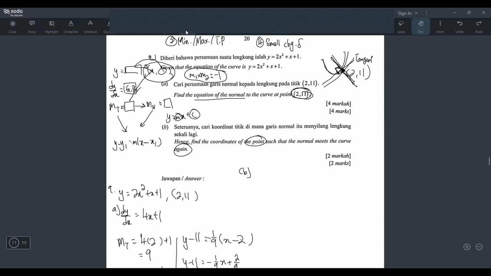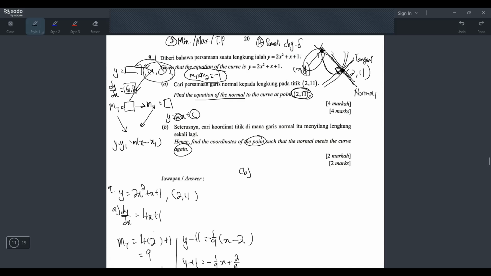It means if I extend this normal line, this line we call the normal line, if you extend this line, it will touch the curve again, right? So I think what they want you to find is the coordinate of this point, right? We don't know the point, so we call it (x, y). So find the coordinates of points such that the normal meets the curve. It means I'm finding this point. So how do we find this point?